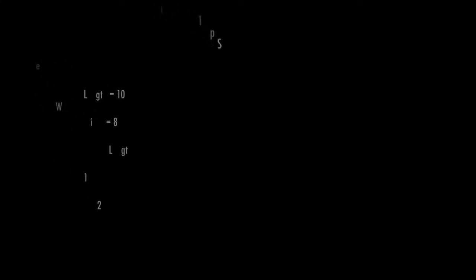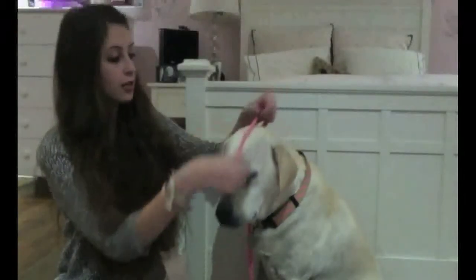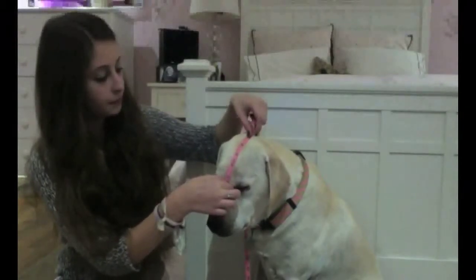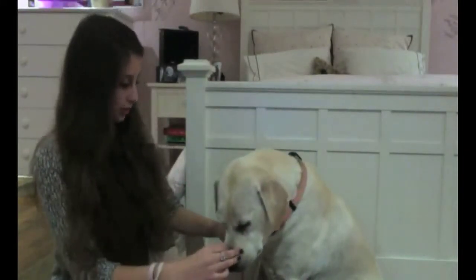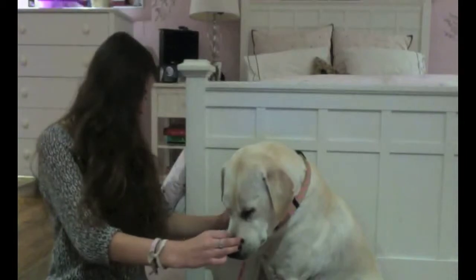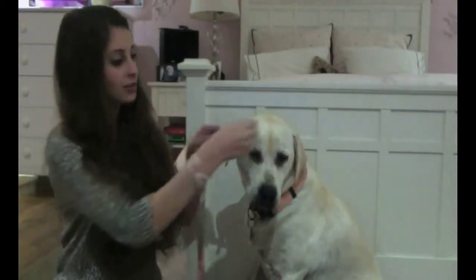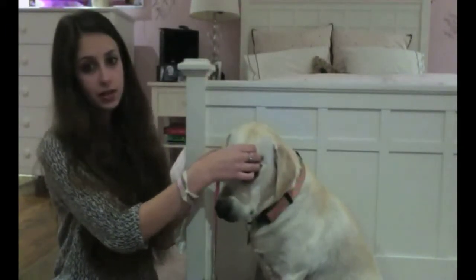We will use Roxy's length, which is 10 inches, and her width, which is 8 inches, and divide them together to get 1.25. Now I'm going to do the forehead to the bottom of her eyes, which is about 4 inches. Now I'm going to measure the nose to the chin, which is about 6 inches. Then we measure the forehead to the ears. It's about 7 inches.